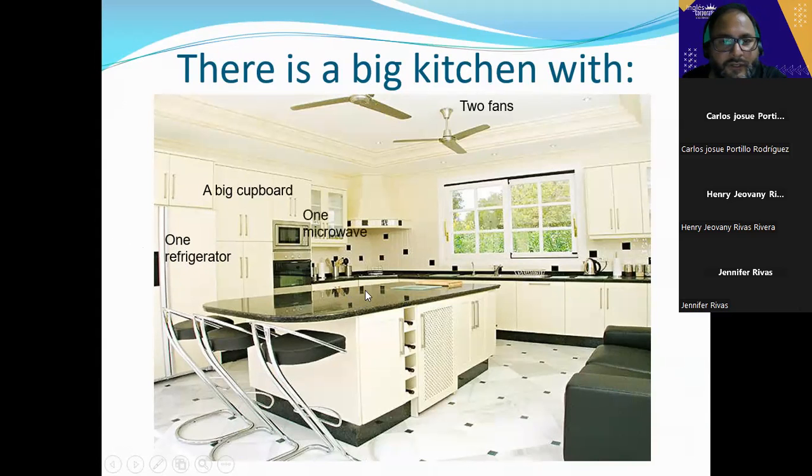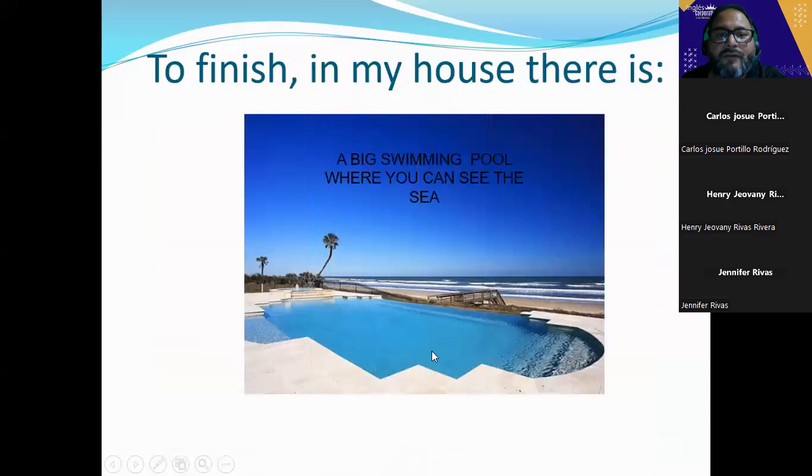There is one refrigerator, one microwave. There is. We have one cooker. This is a cooker, right? Cooker. Yeah. There is. We have a sink. There is. We also have three chairs. There are. Very good. And that's it, right? So we have a big swimming pool where you can see the sea.